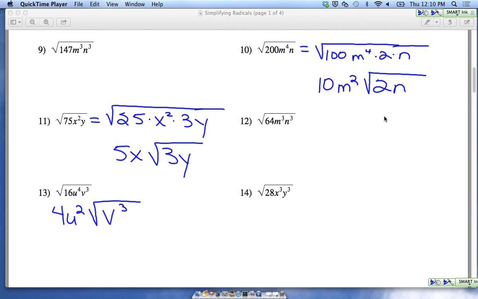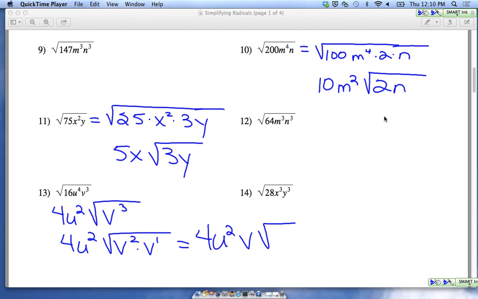And the way you would deal with that, you would think of this as 4u squared, and you would have v squared times v to the first. V squared, because that's the even power of v, is a perfect square, so the square root of v to the second would be v to the first if you just simply take the 2 and divide it by 2. So your simplified answer here would be 4u squared with v to the first outside, but then v to the first has to remain under the radical as well, so that would be your simplified answer for that.